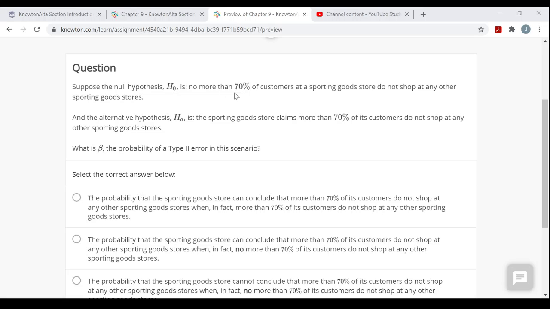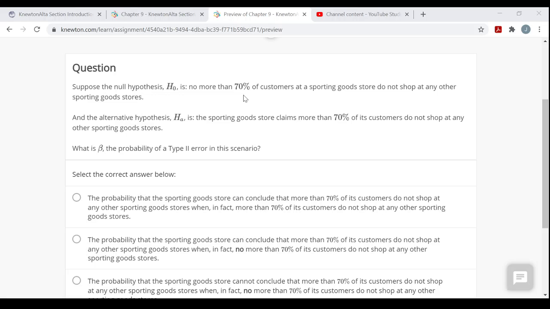But you see how the null hypothesis always involves equals somehow. And then the alternative hypothesis, HA, is the opposite of this: that the sporting goods store claims that more than 70% of its customers do not shop at any other sporting goods store. So the null is 70% or less. This is more than 70%.